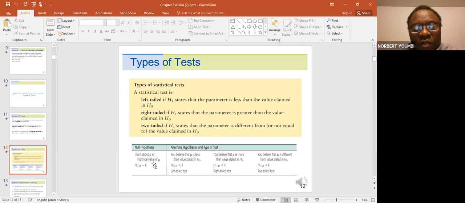The null hypothesis for all tests is mu equals k. We always write it as mu equals k, even when it is mu less than or equal to or greater than or equal to. For a left tail, the alternate hypothesis is mu is less than k. For a right tail, the alternate hypothesis is mu is greater than k. And for a two tail, the alternate hypothesis is mu is different from k.